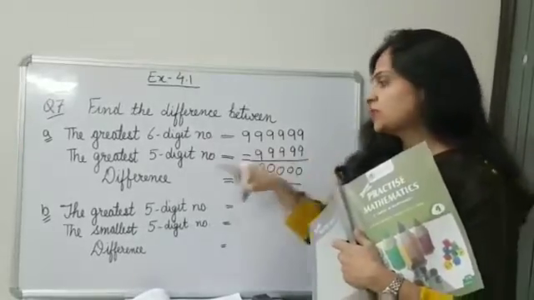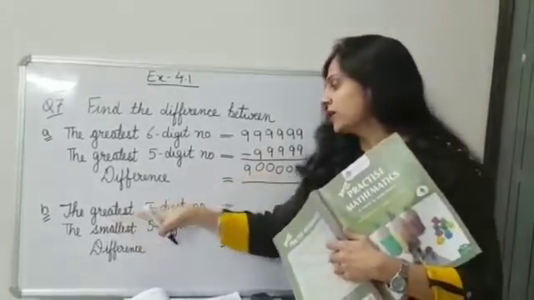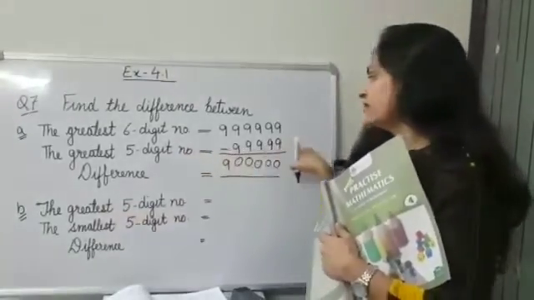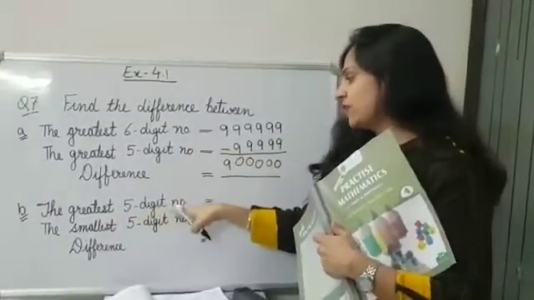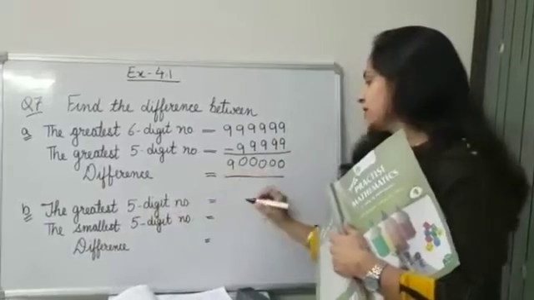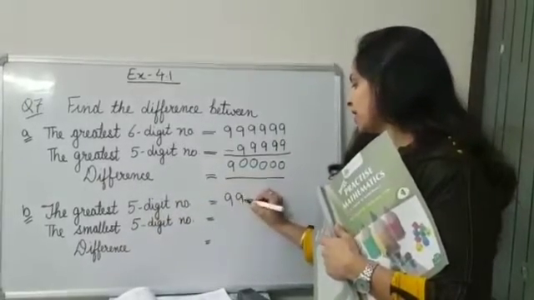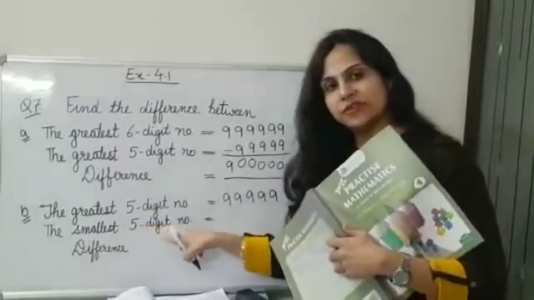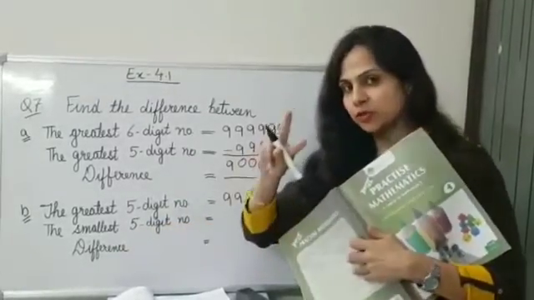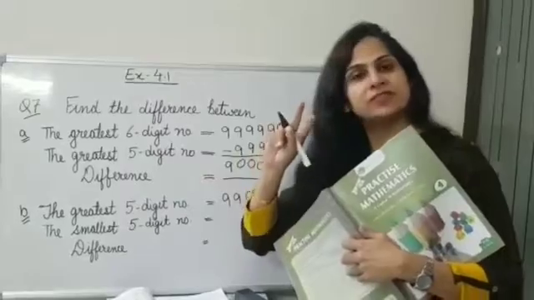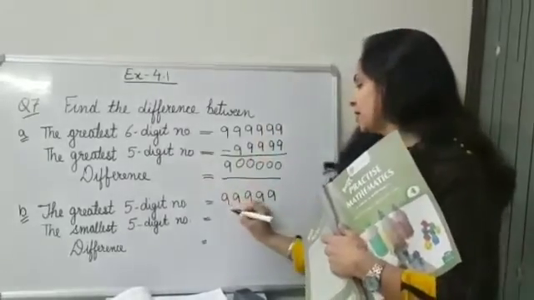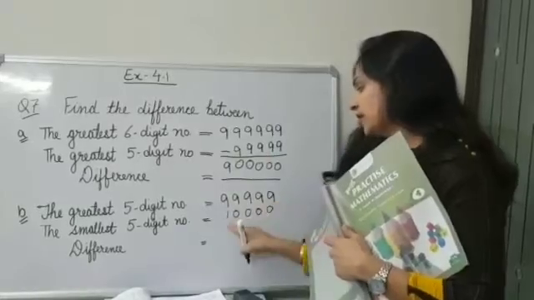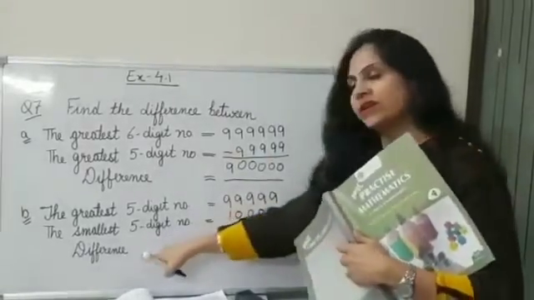Fine. Now let's move to B part. The greatest 5-digit number, again it is over here also, that is 5 times 9. Again we have to find the greatest 5-digit number. It is again 9, 9, 9, 9, 9. And smallest 5-digit number is, smallest 2-digit number is 10. So smallest 5-digit number is 1, 0, 0, 0, 0. That is 10,000.